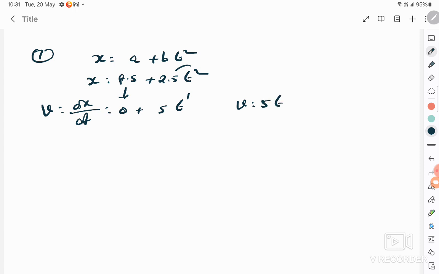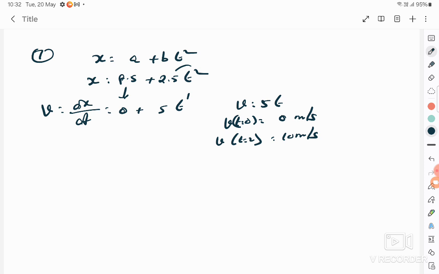They ask you for velocity at time t equal to 0. When you substitute t as 0, you get 0 meter per second. And they ask you velocity at t equal to 2. It's 5 2s are 10 meter per second. So these are called instantaneous velocities because you're able to find the velocity at that instant of time.